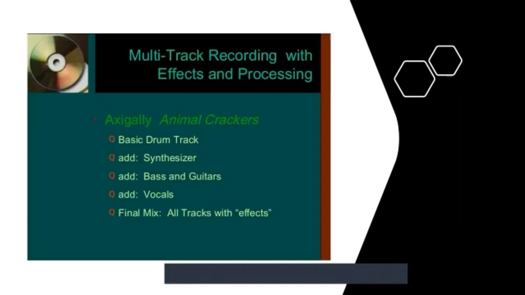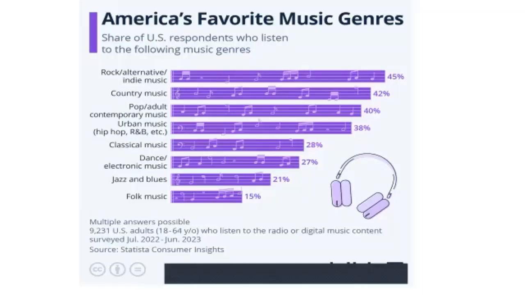So, Axi Animal Crackers: basic drum tracks, synthesizer, bass and guitars, vocals, final mix, all tracks with effects. This is the multi-track recording with effects and processing. So you would think, well, we're talking about recorded sound, but what does that mean? What do most Americans do with recorded sound? Well, they do music. They love music.